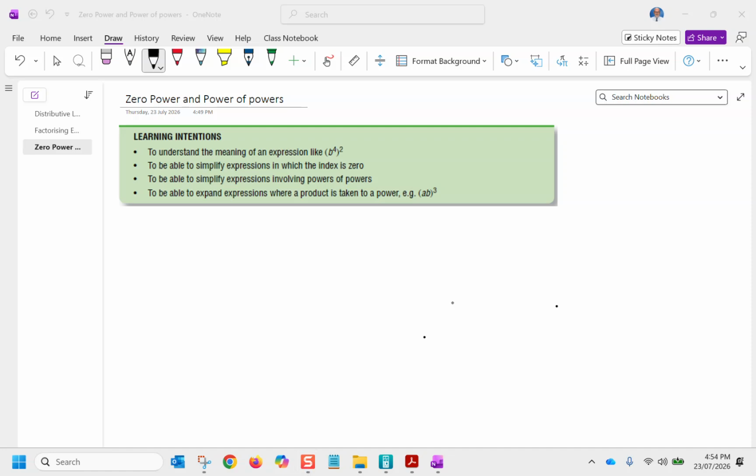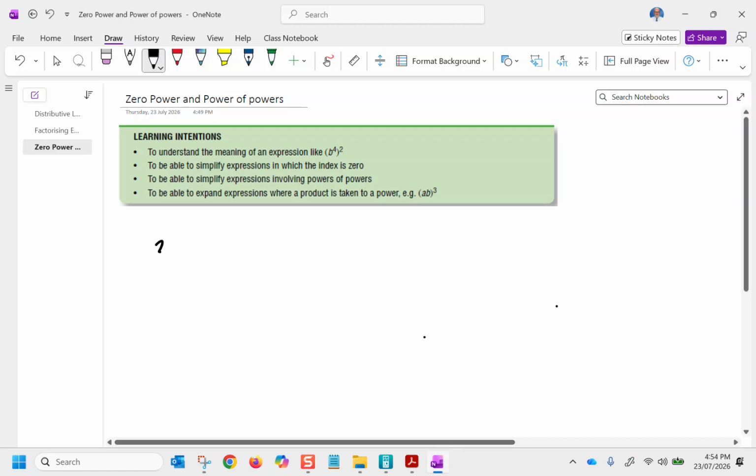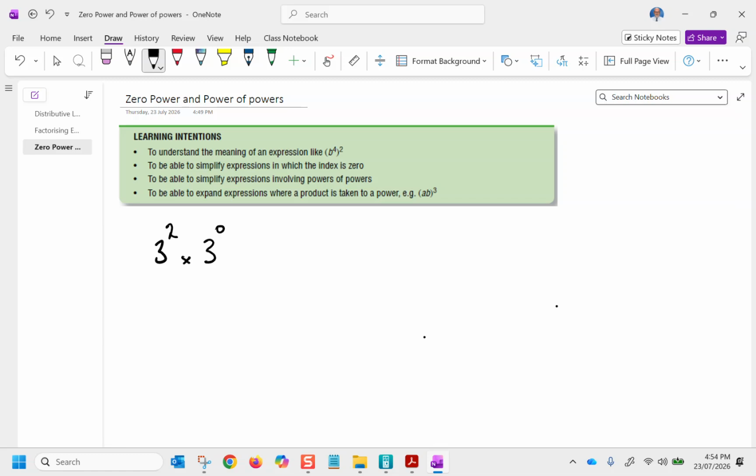Hello everyone. Today's lesson is about zero power and power of powers. So let's begin with an example here. Pretend I have something like 3 squared multiplied by 3 to the power 0.